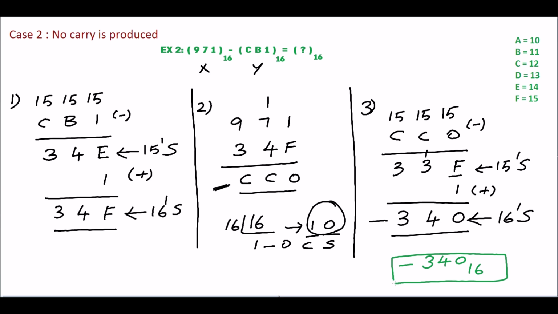We'll summarize the steps. First, find the 16's complement for the subtrahend. Then add the first number and the 16's complement of the subtrahend. If carry is produced in the addition, discard the carry. Otherwise, take the 16's complement of the sum and assign the negative sign.